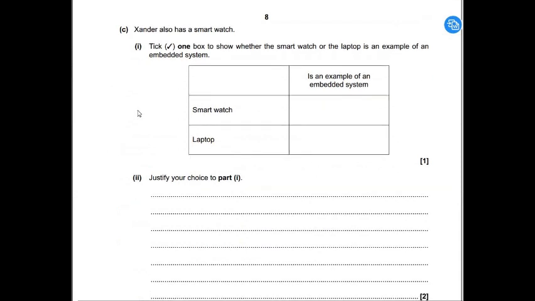Xander uses a smartwatch. We tick 1 box on whether a smartwatch or a laptop is an example of an embedded system. A smartwatch is, laptop is not. Because an embedded system is just doing one or a very, very tiny amount of very specific functions. So a smartwatch is an embedded system, laptops are not.